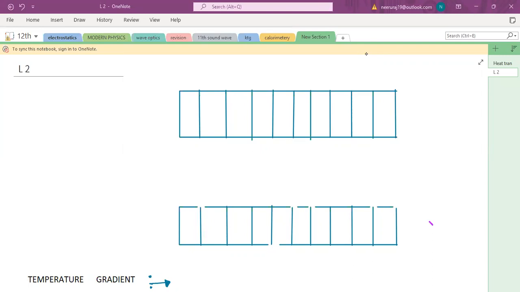Hello, Butcher. So yesterday we started heat transfer. We just need a quick recap.